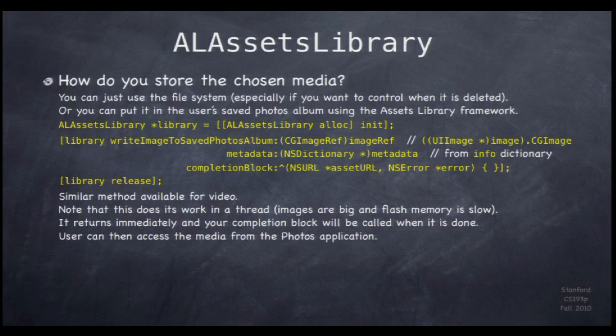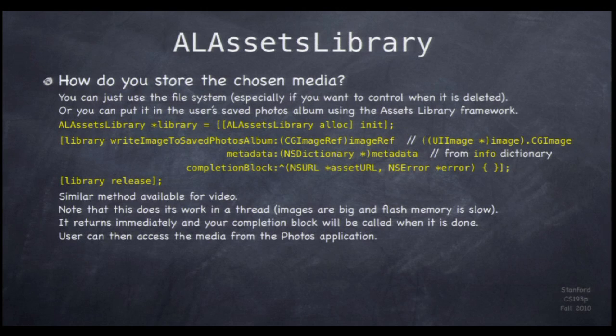The assets library is just a little class that manages storage in that saved photos album, right? It's kind of this halfway house, like I said, between the user's photo albums and the apps. And one thing to note about writing an image or a video: these things are big, okay? Most images the camera takes are high resolution, many megapixels. It takes a while to write them out to flash memory, because flash memory is not super fast to write.